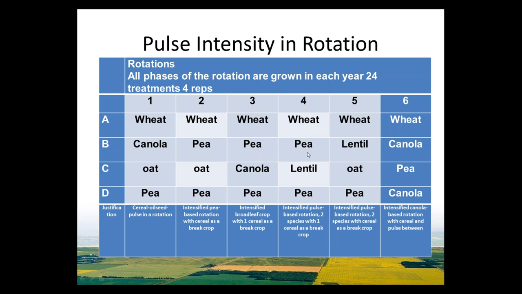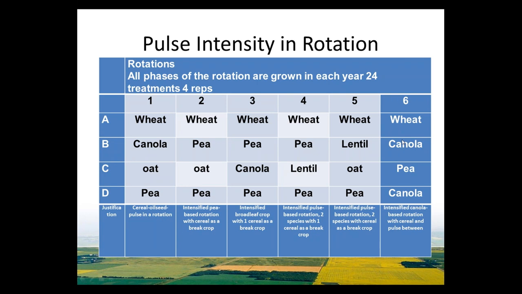Very high, 3 years of pulses out of four, and they're all susceptible to the same root rot diseases. So we should be able to hammer those plots into a problem, but we haven't yet. So we'll keep going. In rotation five, we have wheat, lentil, oat, and pea. So instead of just peas, we have a lentil and pea, and we have an oat break. So then this rotation is directly comparable to this one. We just have a lentil instead of a pea.